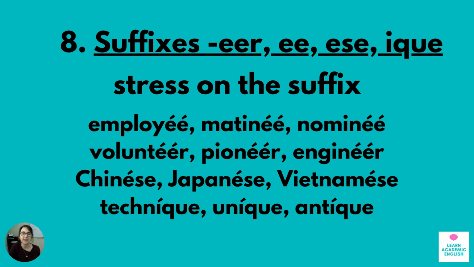Employee, matinee, nominee. Okay, a nominee is like, for example, Donald Trump is the nominee for the Republican Party. He was nominated. Matinee is the first showing at a theater of the day or an early showing. So if you want to go to a movie, you can go to a matinee. That's going to be an early showing during the day, and it's usually cheaper.